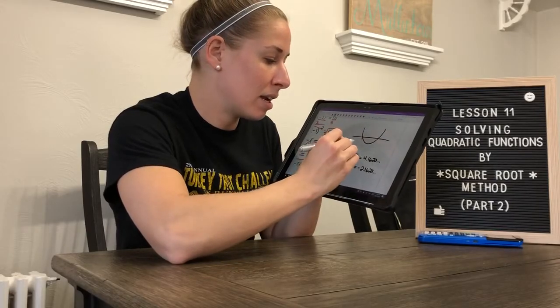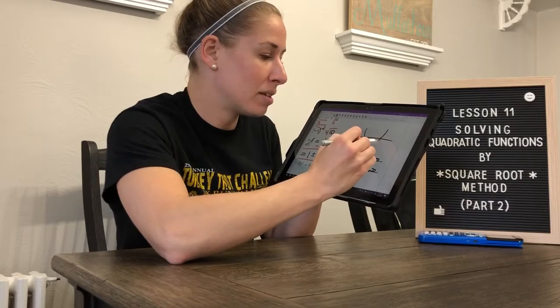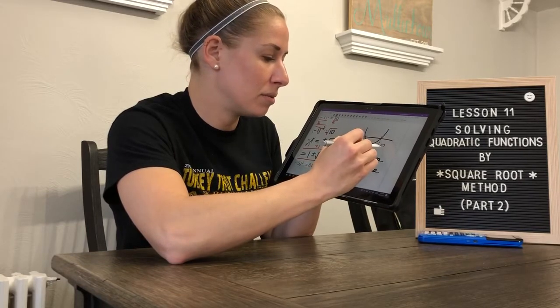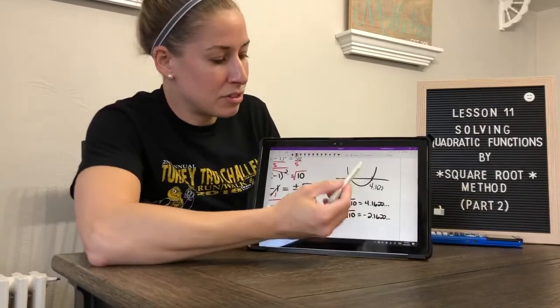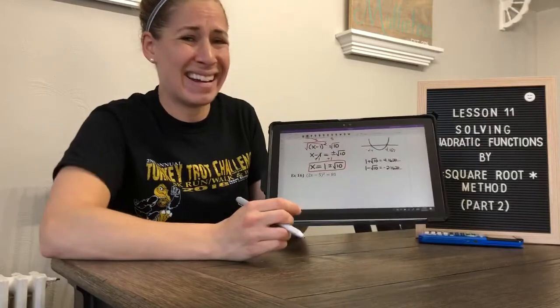Here at negative 2.16, and here at positive 4.1622. That's just where the parabola is crossing through. They're the roots, okay? All right.